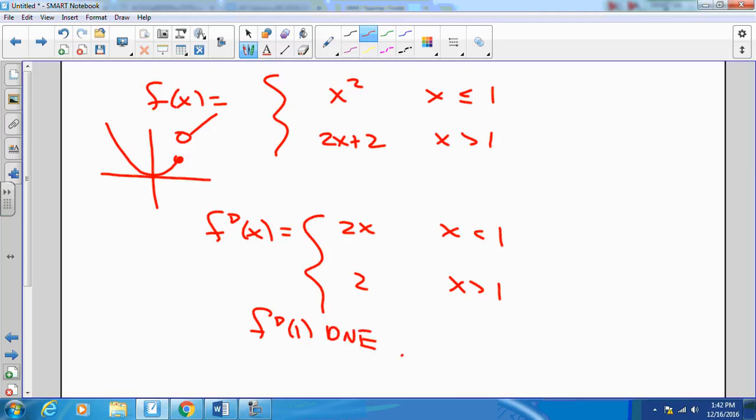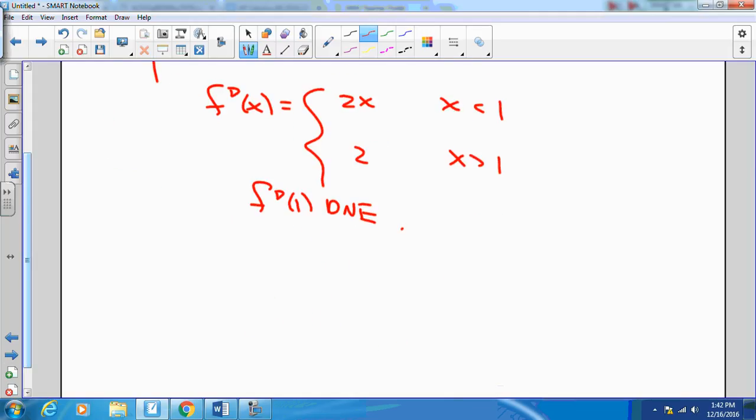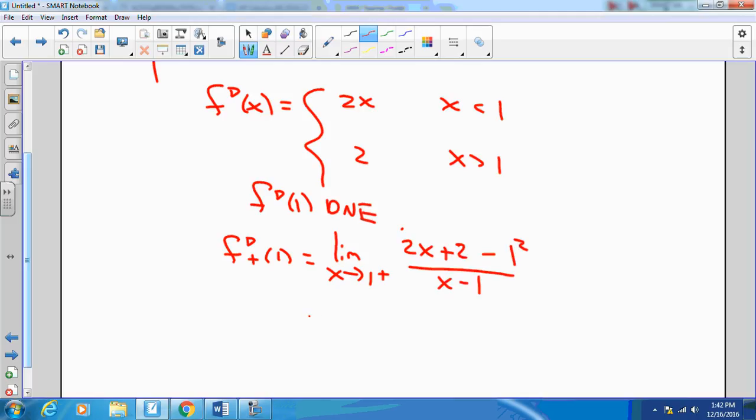And if I were to compute the derivative from the right, that would back up my claim that f prime does not exist, because I would get (2x - 2x + 2 - 1 squared) all over (x - 1). And look at that limit. What is the form of that limit? Yeah, it's an infinite form. It's 3 over 0. This limit does not exist, or equals plus infinity, however you want to say it. And therefore, f prime of 1 does not exist.